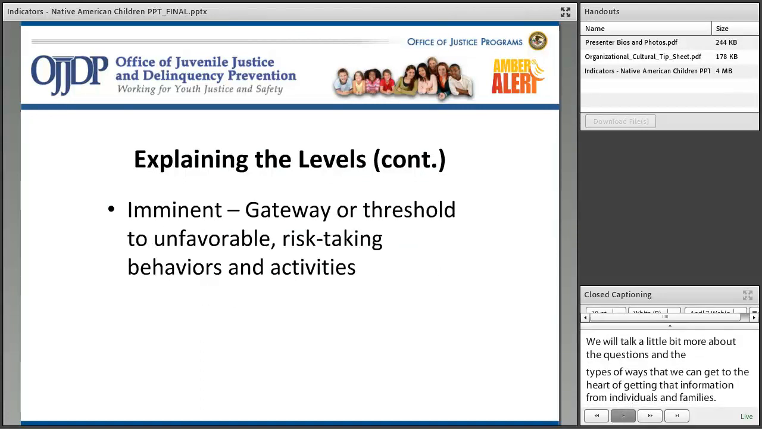So the last one, the imminent level, is the gateway or threshold to unfavorable risk-taking behaviors and activities. This really gets down into the borderline areas of juvenile delinquency. We have cases, or families, where this is occurring. We most often see experimentation or full involvement in alcohol and drug use that has a tendency to escalate to major drug use and volatile behaviors, not just toward others but also toward themselves.